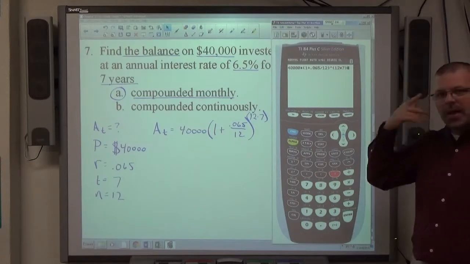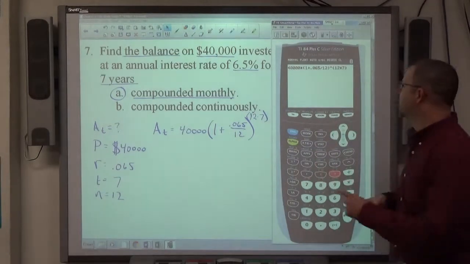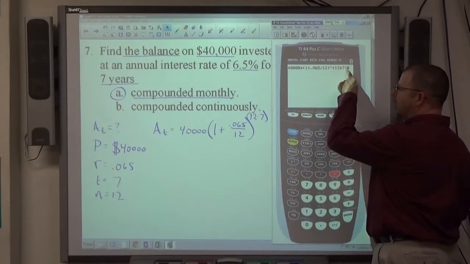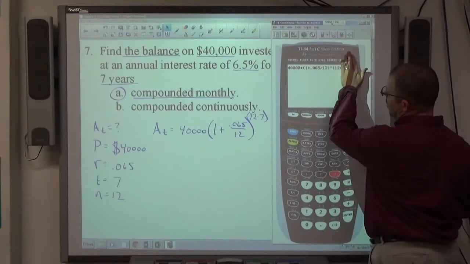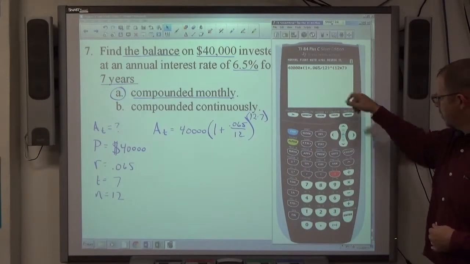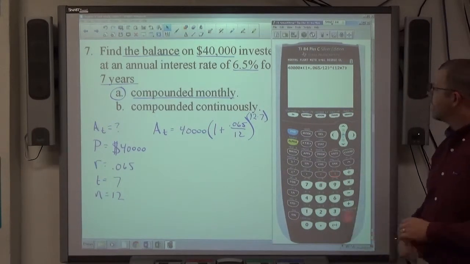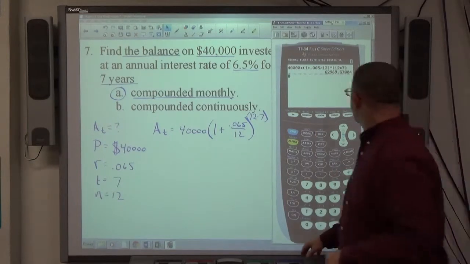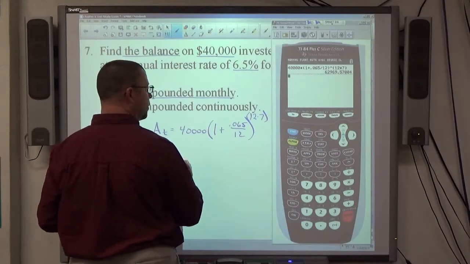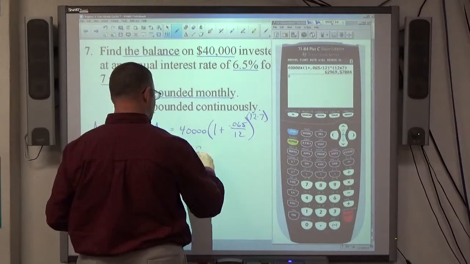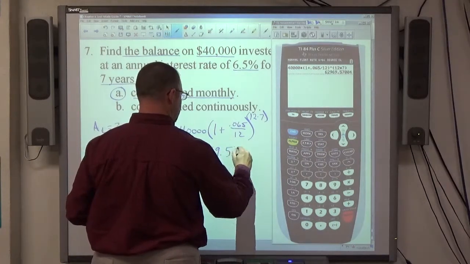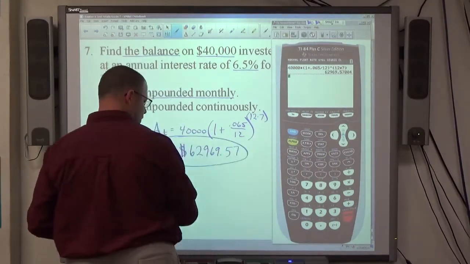If I mentally multiply that to make 84, caret 84 is fine. But if I'm going to put the product in the caret, put the whole product in parentheses, otherwise it just takes the 12th power, multiplies the whole thing times 7, and gets you the wrong answer. So be careful with parentheses around both objects there. Enter, and we end up with 62,969.57. We're dealing with money, so we are going to round to the nearest hundredth. So there's part A done.